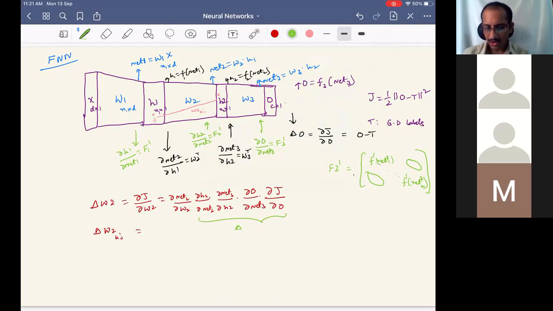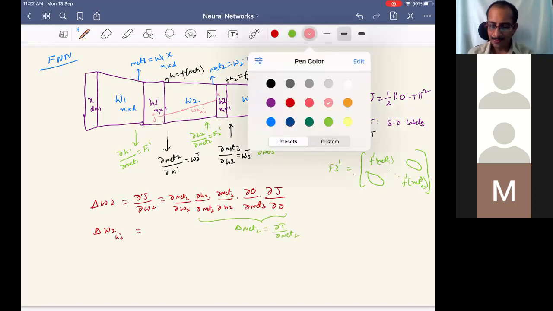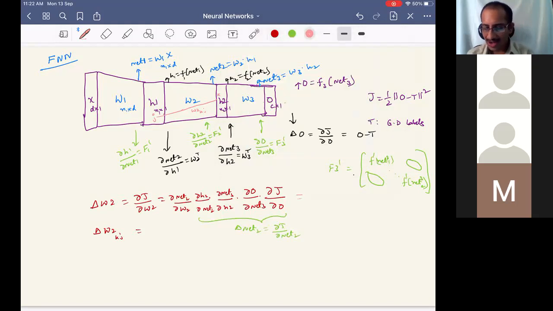So ∂net/∂W, it's the instance, so it is delta net. Am I correct or not? Yes, sir. ∂net2 into ∂net2/∂W2. So it's fine. When we write in terms of, say, you can explicitly expand this, that's fine. So you can expand it explicitly. So when you expand it explicitly, what will happen?